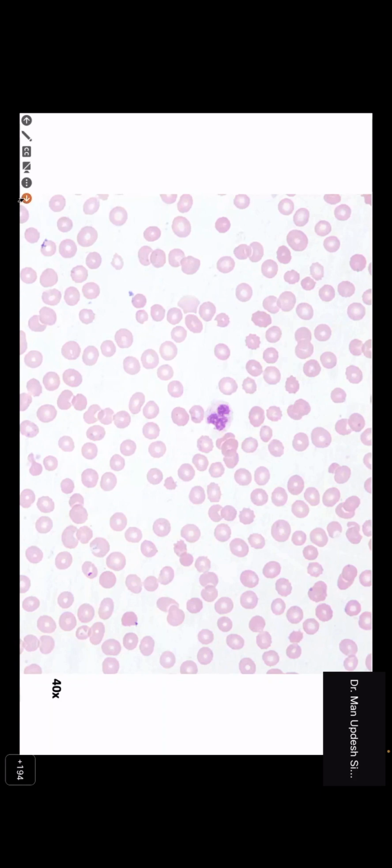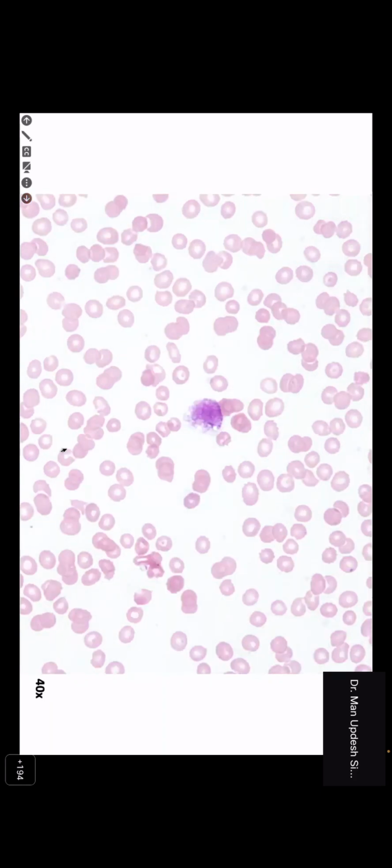Right, so we move to the next. What cell do you see here in the center? Any idea? I think this is a degenerated WBC. No, this is a myelocyte. Yes, myelocyte, sir. So it's a myelocyte, which means there are some immature cells in the circulation.